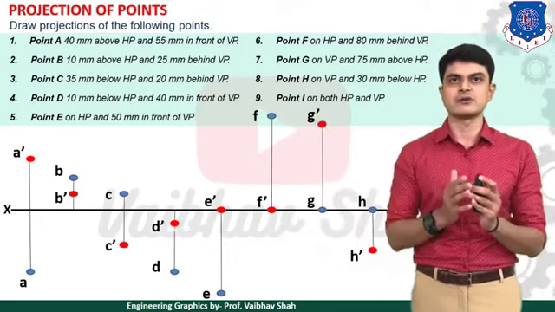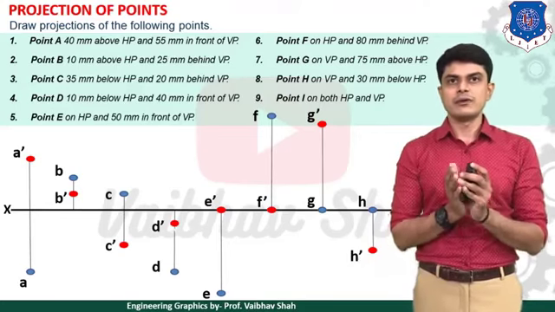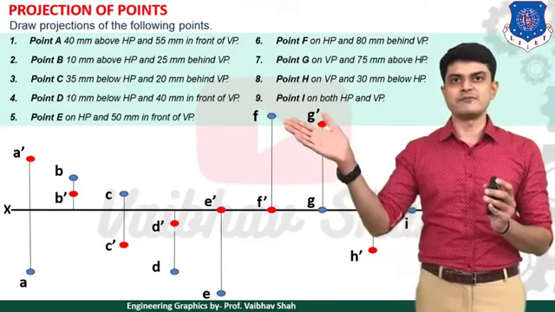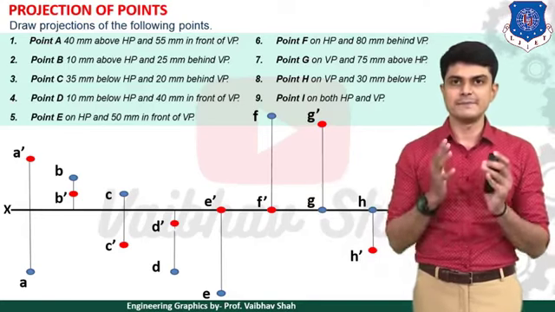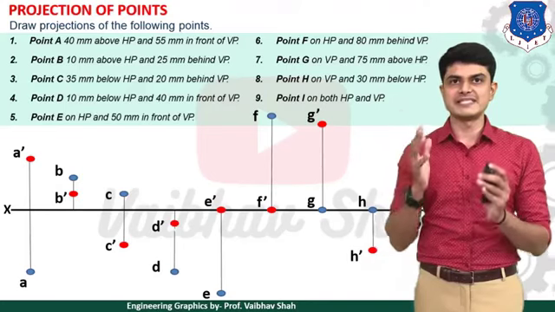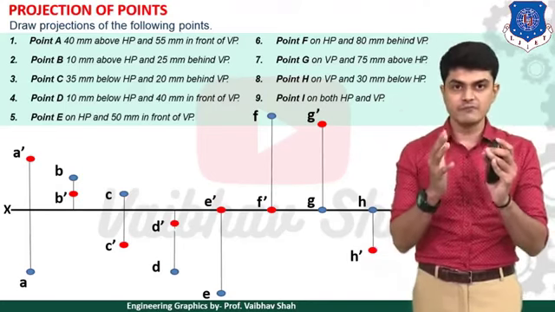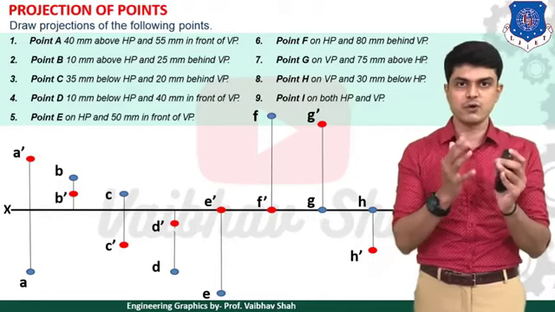So this would be the final answer of your point. So 80 mm above XY line. So this is the final answer point without dash, and this is above XY line. Then after, let us see example number 7. Point G is on VP and 75 mm above HP. So point G is on VP in this case. On VP means what? On XY line, but what?